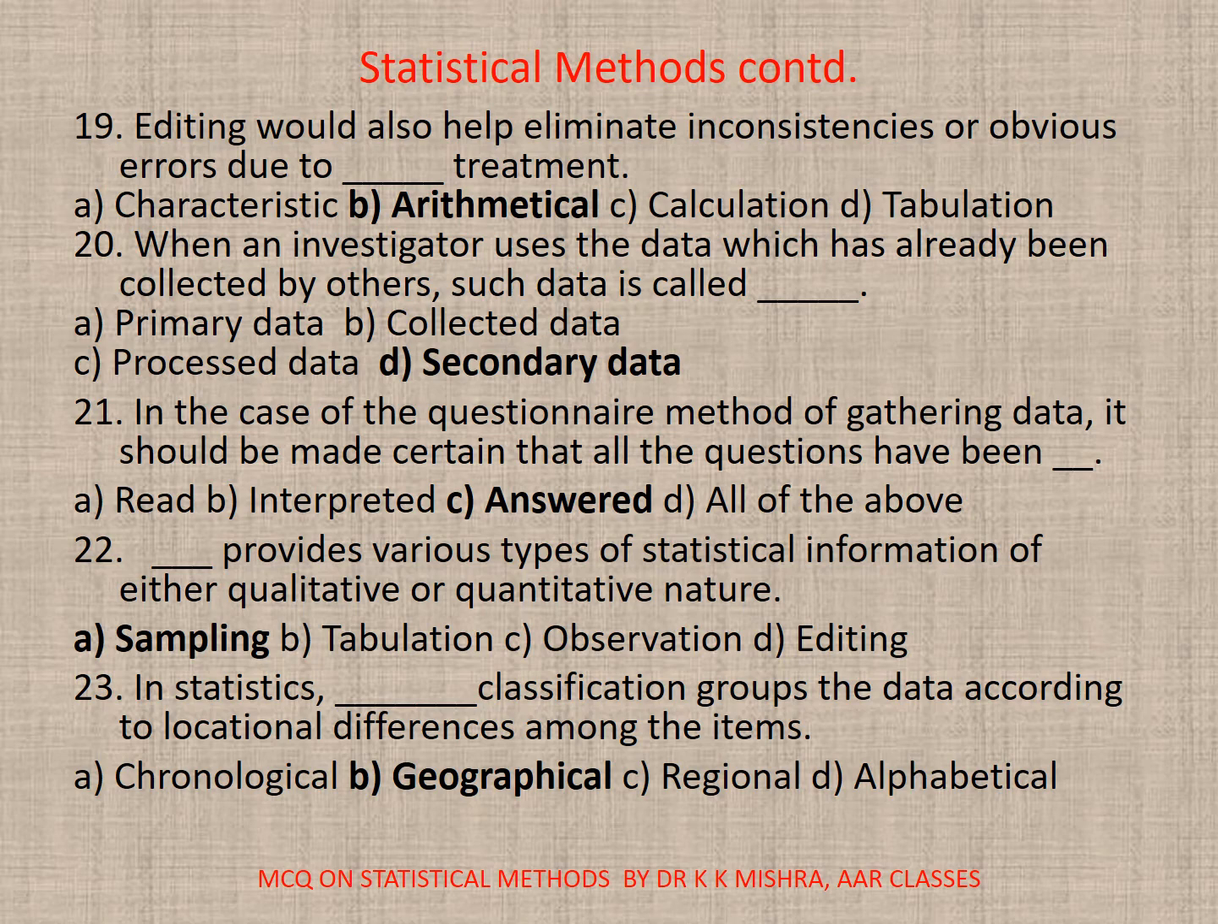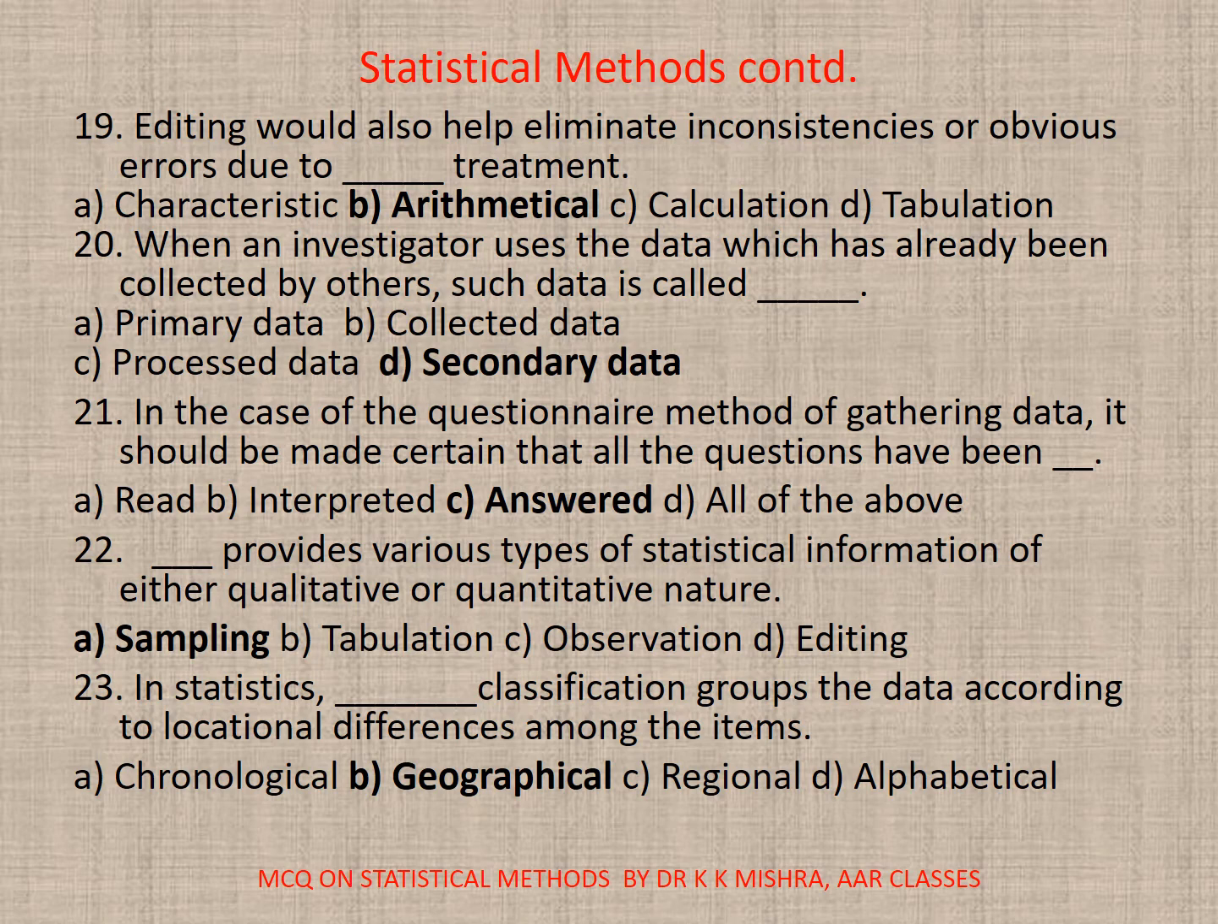Answered. 22. Dash provides various types of statistical information of either qualitative or quantitative nature. A. Sampling, B. Tabulation, C. Observation, or D. Editing. The correct option is A.